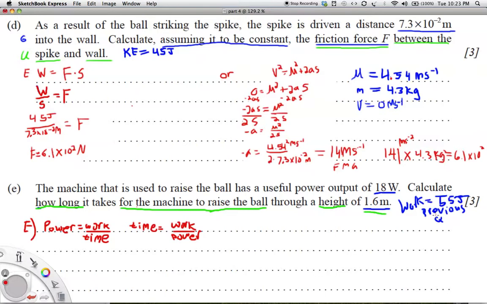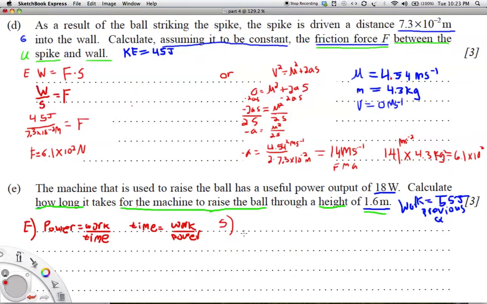I got that from calculating the velocity of the ball squared times the mass times 1/2. If you want to know how to do that, go back to the second video. Actually, the third video. There's so many videos for this question. It's a long question. Power equals work divided by time. I manipulated this to make it time equals work divided by power. Now that I've done that, we're going to plug in values and solve.